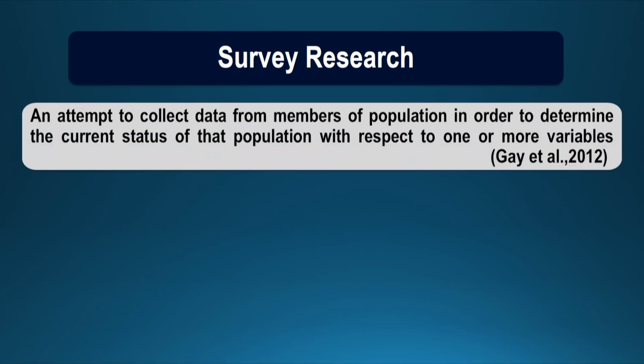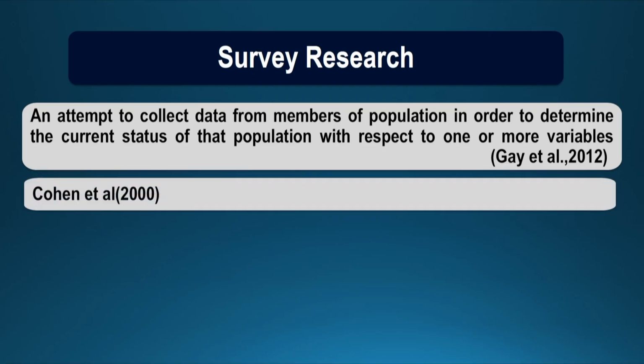Survey research is one of the types of descriptive research and aims at determining the current status of a defined population at a given point of time with respect to one variable or more than one variable. Say, for example, the researcher is interested in identifying the adequacy of resources in technical institutions in the state of Punjab, or determining the extent of job satisfaction of teachers working in technical institutions in the state of UP, then survey research is the kind of research which needs to be undertaken.